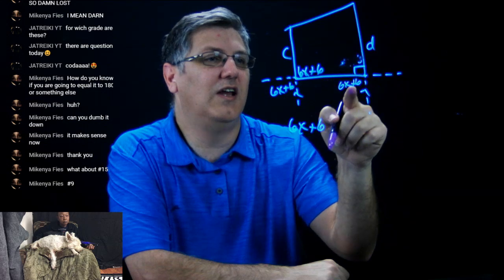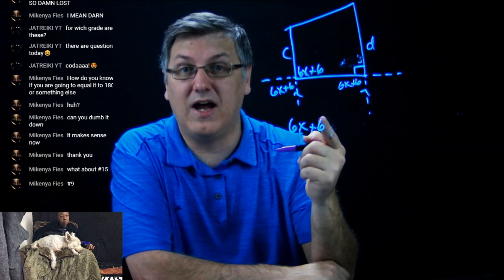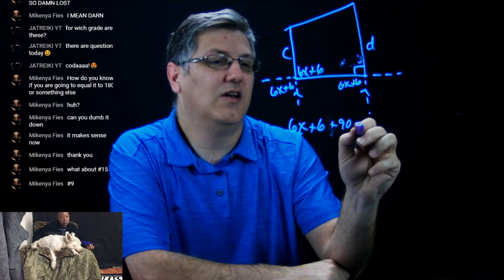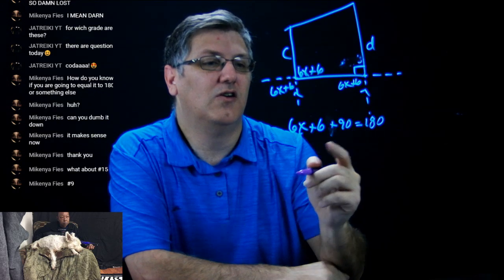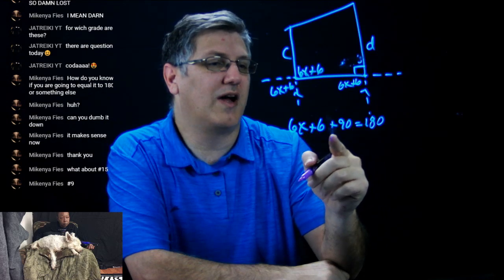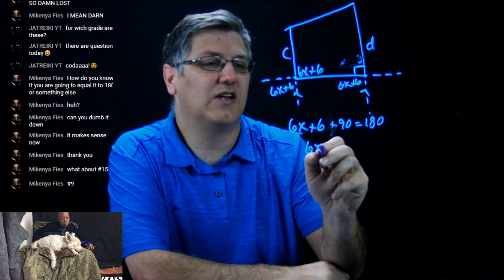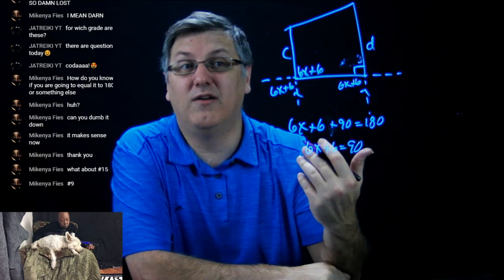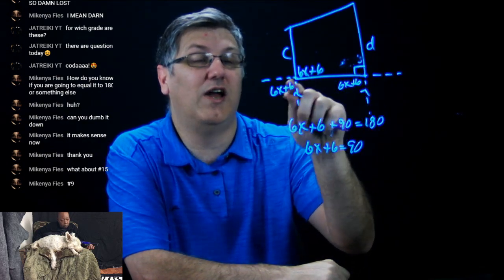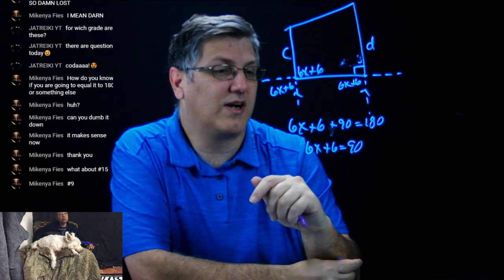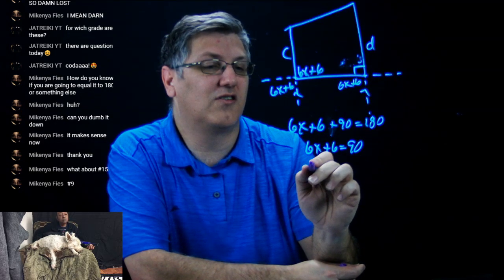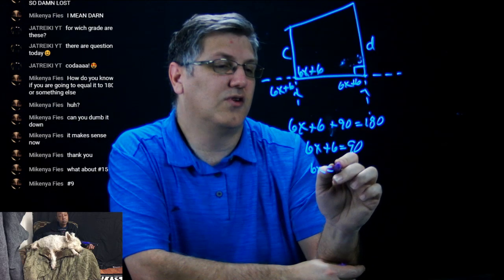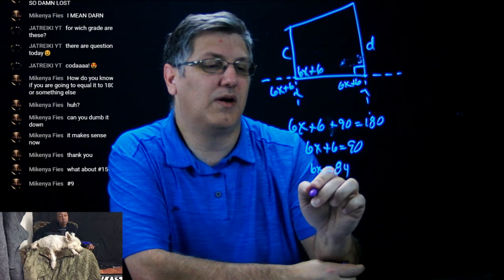So this is 90, and this has to add up. If you remember, they have to add up to be 180 degrees. So plus 90 equals 180. So I'm just going to subtract 90 first from both sides. I got 6x plus 6 equals 90. I knew it had to equal 90 because these have to be 180 degrees. So just subtract it out. Subtract your 6. I've got 6x equals 84. Divide by 6.